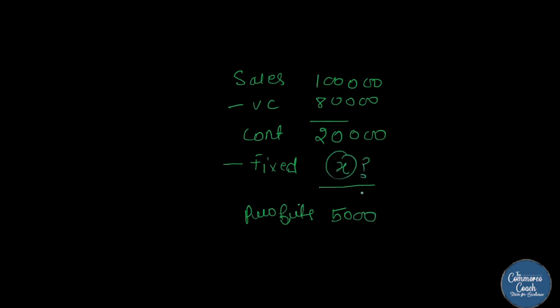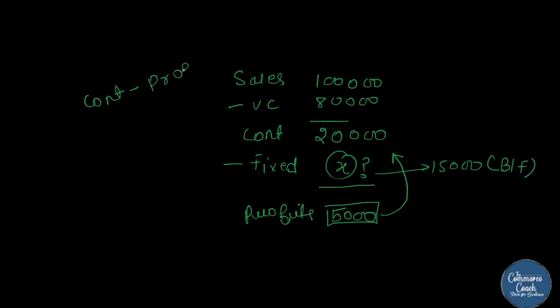Now if you want to find out your fixed cost, how would you find? You can go backward and deduct this 5,000 from this 20,000 and you can get fixed cost as 15,000 as a balancing figure. As simple as that. So the formula is contribution minus profits. So if you have contribution and you also have profits, then you can easily find out what is fixed cost.